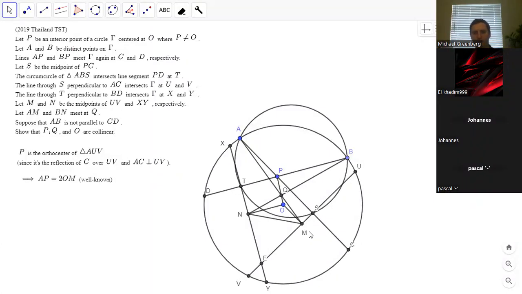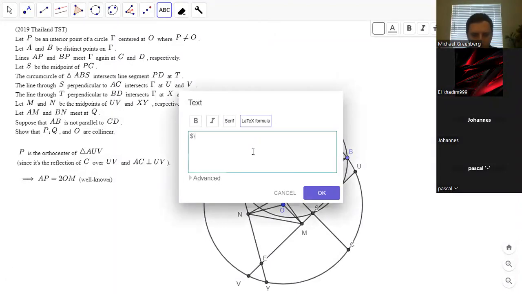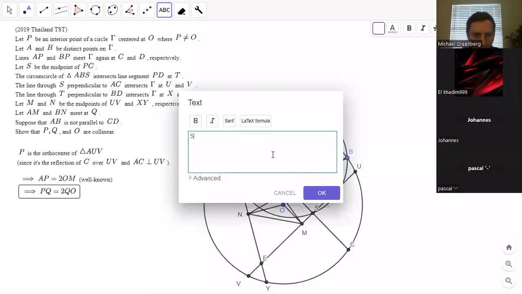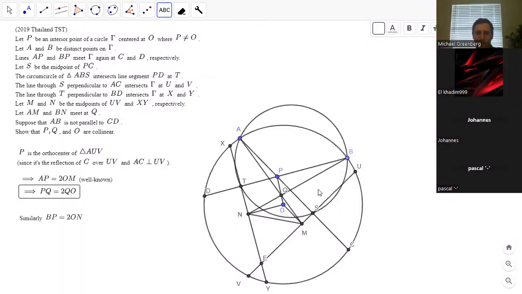AP is 2OM, and PQ is 2QO. And then similarly, we have BP is 2ON. And AP is parallel to OM and BP is parallel to ON, so they have to be homothetic.